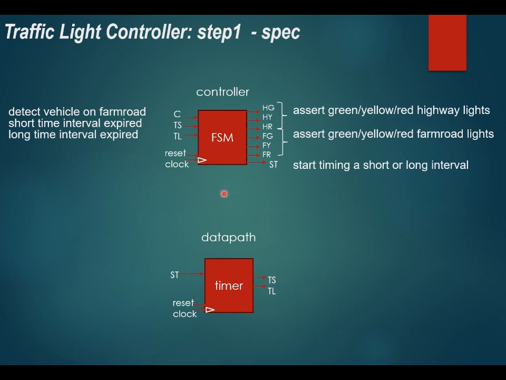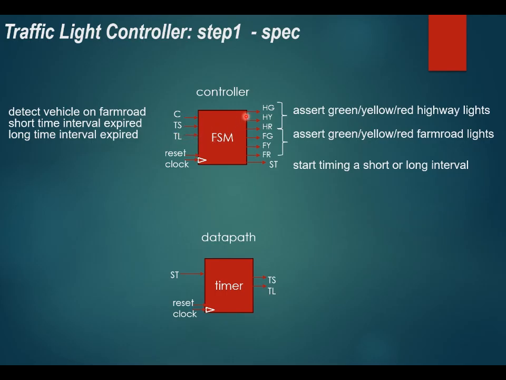So why do we have these two kinds of signal? Because when the traffic light becomes yellow, it will stay yellow for a short interval. So this is actually counted by a timer. So the FSM will wait for the timer to tell it whether the yellow interval has expired or not, so that it can produce the next instruction to change the light. The long interval is for the green light interval.